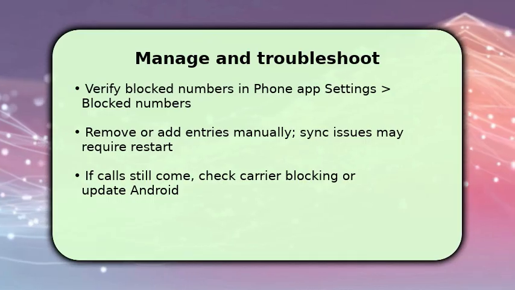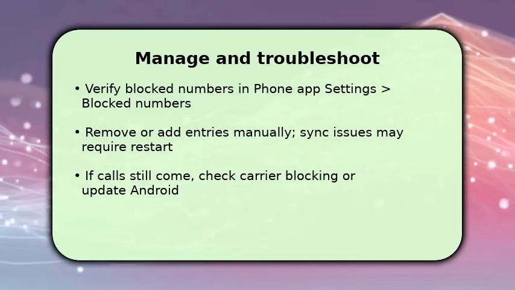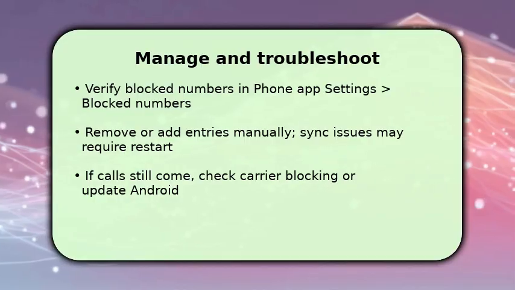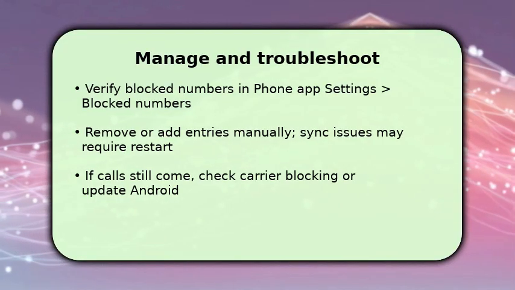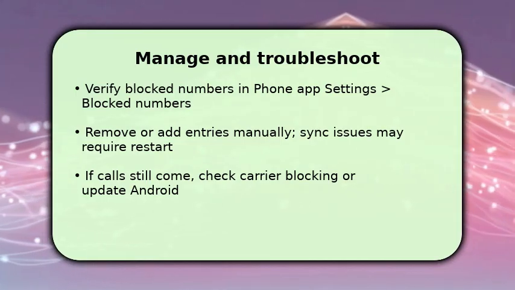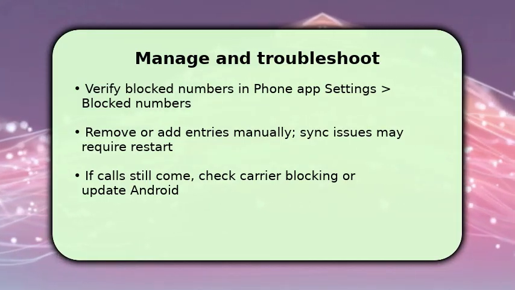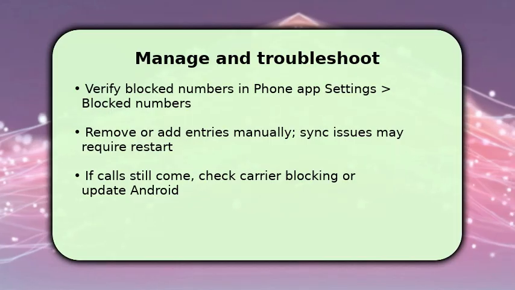If the block doesn't work, restart the phone and recheck. Syncing with contacts or third-party apps can cause mismatches. If unwanted calls persist, contact your carrier about network-level blocking and ensure your Xperia's software is up to date. These steps.